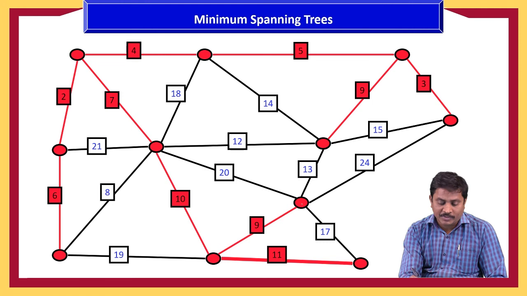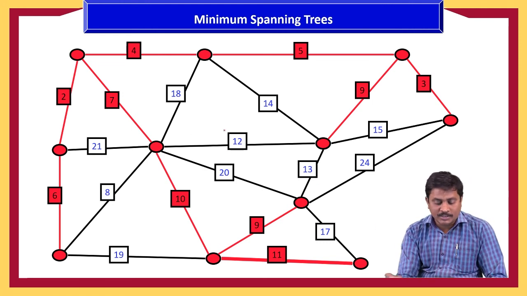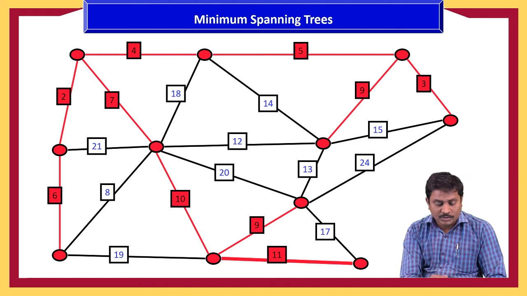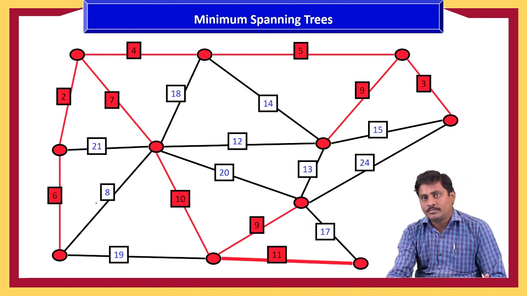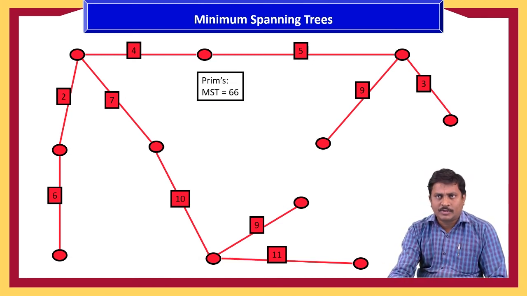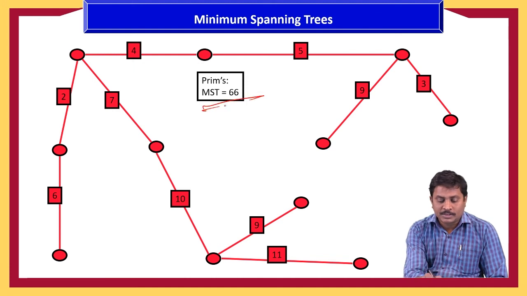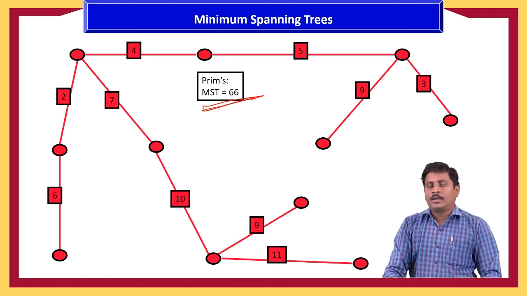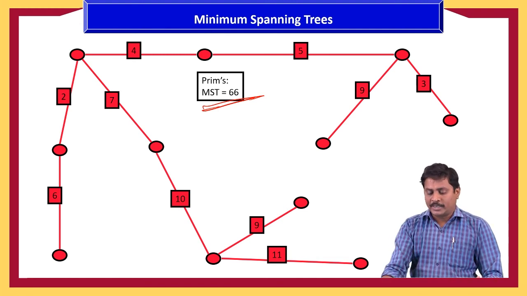Now if we choose 17, it forms a loop. So now if we choose any path, it forms a loop. And also here we observe that all the vertices in this graph are covered. So now this is the minimum cost value. So the minimum cost value is how much? 66. We add all these edge cost values. This is the minimum cost value. This is the minimum spanning tree, the minimum cost spanning tree. We draw this one using Prim's algorithm.